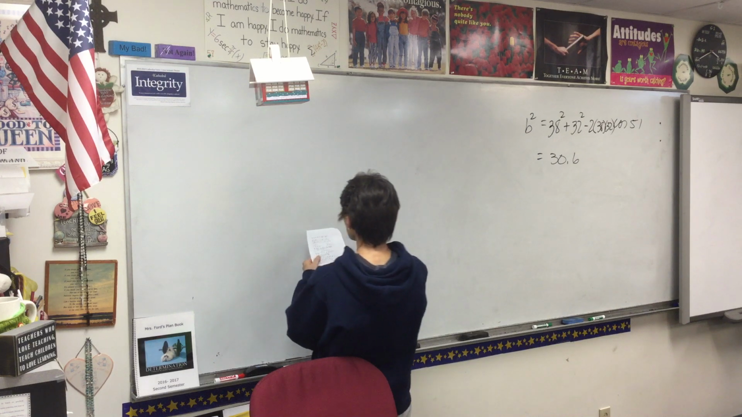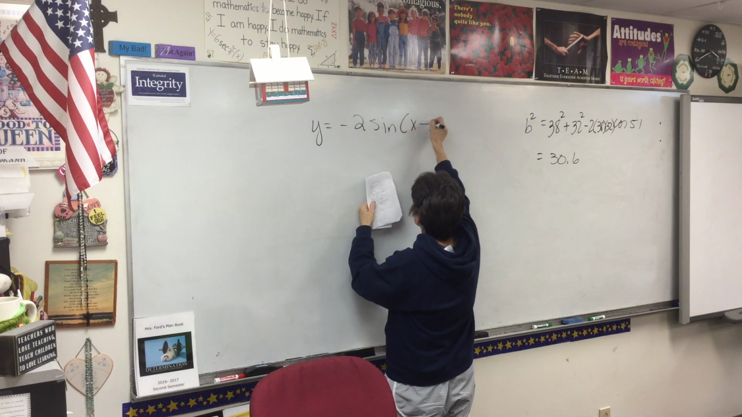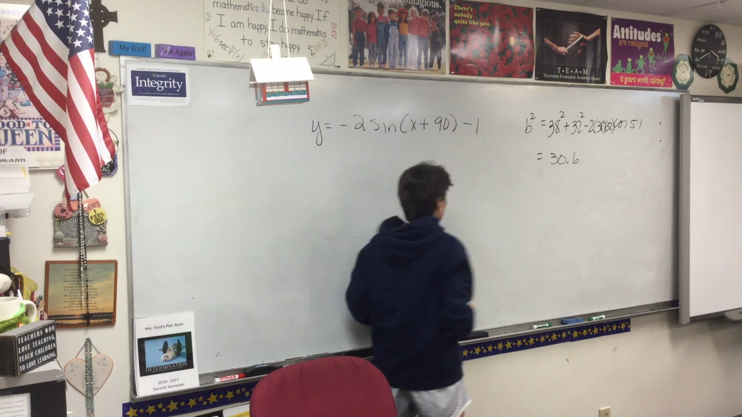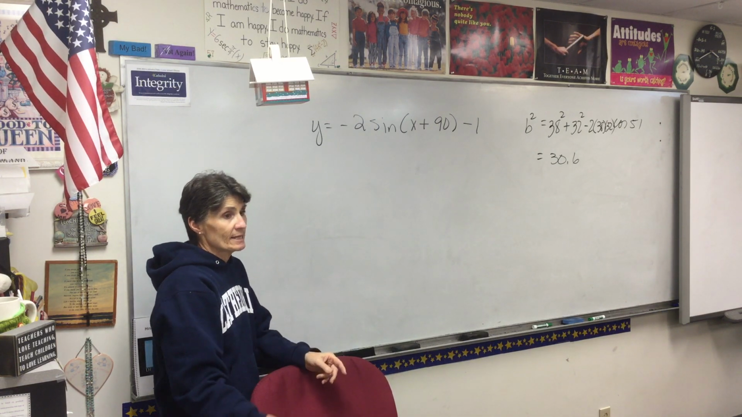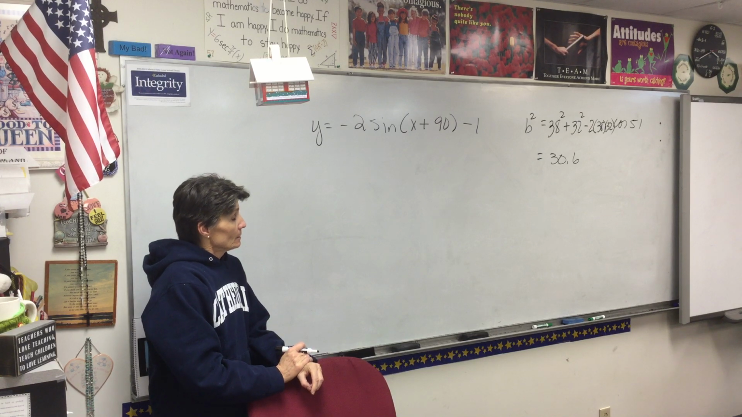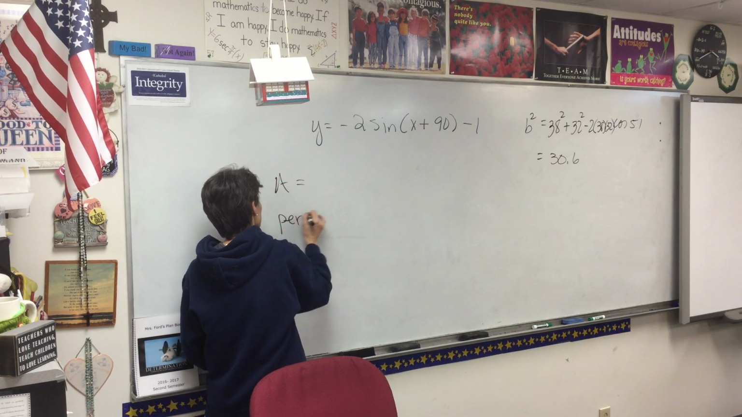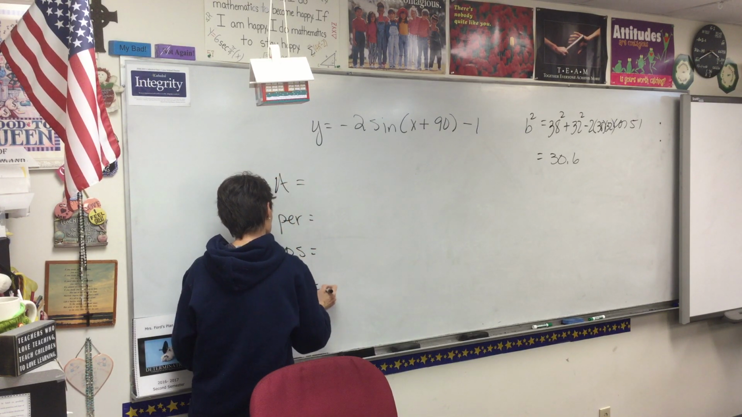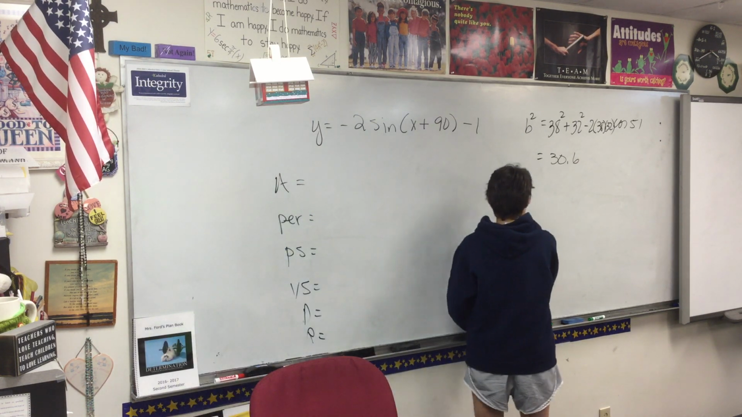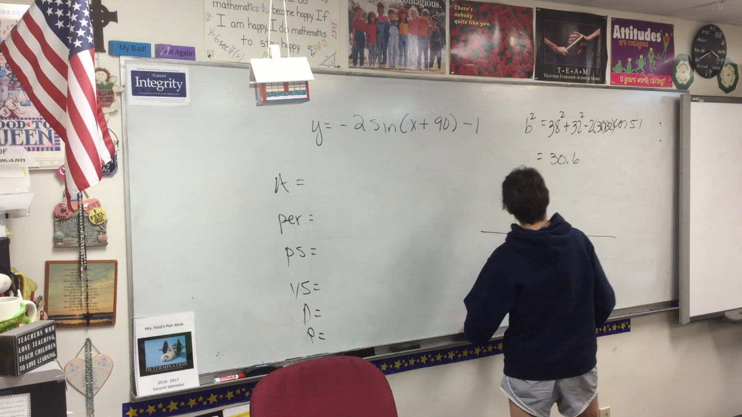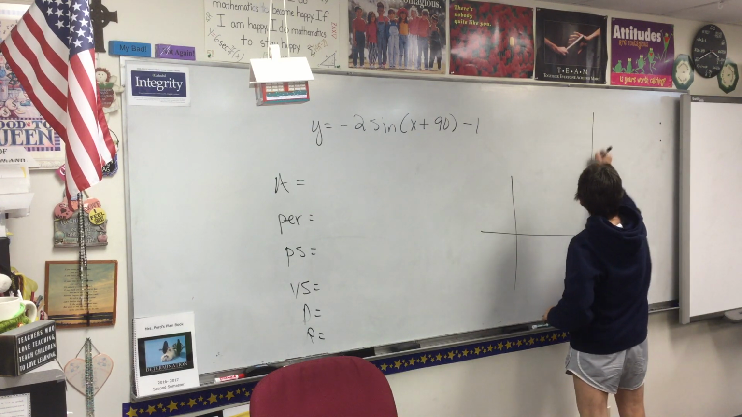Okay, so problem 60. Now, I went ahead as I copied the problem and changed the pi over 2 into 90. Is that okay with everyone? And now I'm going to draw a picture of this, but I'm also going to list the amplitude, period, phase shift, vertical shift, domain, and range. And draw a picture. To get partial credit, at least, I'm going to draw the shape.